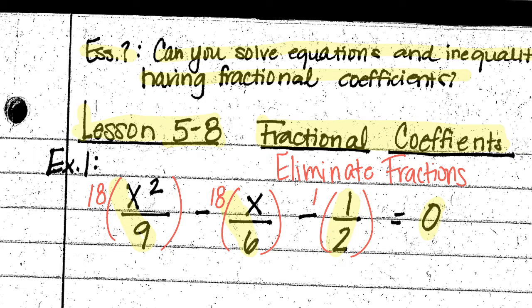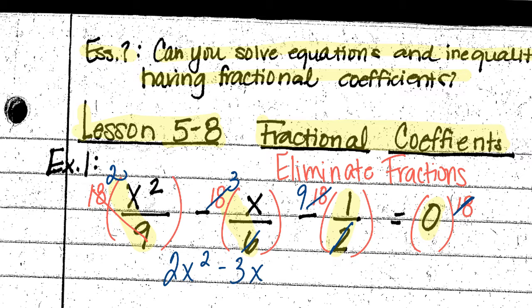And when I do that, oh, how lovely that they gave us a 0. Notice that 9 and 18 cancel out to be 2. 18 and 6, 3. A half of 18 is 9. And anything times 0 is 0. That was lovely. So we get 2x squared minus 3x minus 9 is equal to 0.